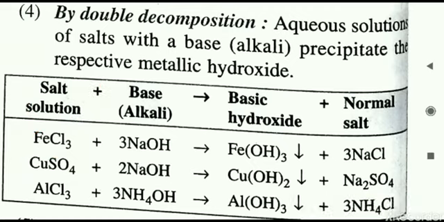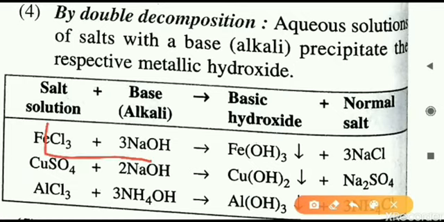Here what is happening? Double decomposition, or double displacement, is happening. Oppositely charged ions will bond together. Na and Cl will form NaCl, that is a normal salt. The remaining one is iron, Fe, and OH, hydroxide, that will combine together and form this Fe(OH)3.